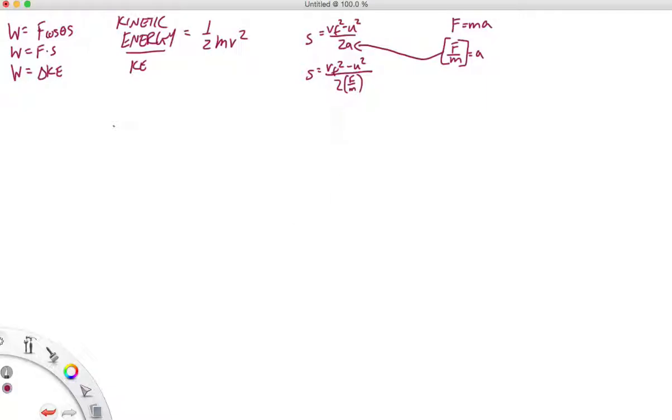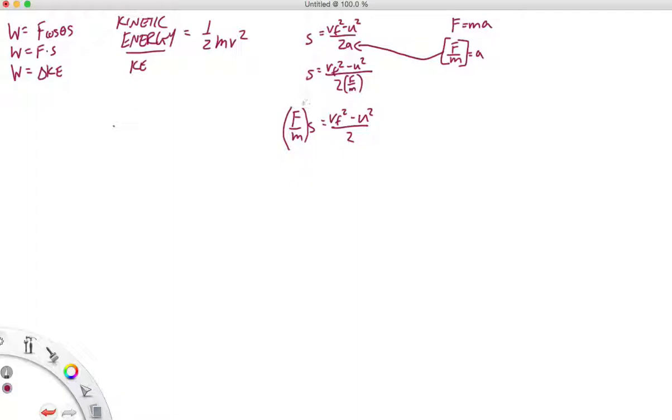So now I'm just going to do some rearranging magic here. I'll multiply both sides by F over m. If I multiply both sides by F over m, this side will drop out, and it'll leave me with F over m times S, in parentheses just to make it feel nice, equals VF squared minus U squared over 2. Looking good so far.